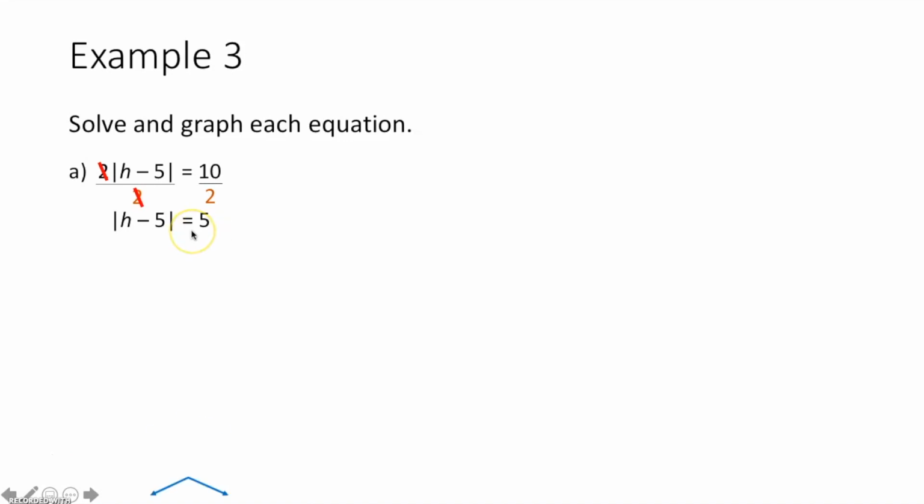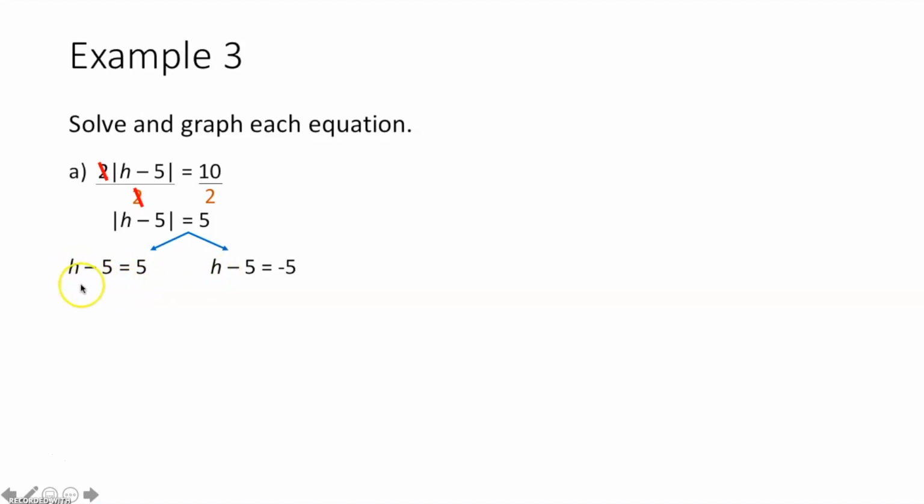I can move to my break step. So I'm going to break this into two separate equations. What's inside the absolute value stays the same. So I'm going to have h minus 5 equals and h minus 5 equals. The only difference is what's going to be on the other side. So here it's going to be h minus 5 equals 5, and on this side it's going to be h minus 5 equals negative 5. Now that I have both of these, I can solve them separately and get my two answers.